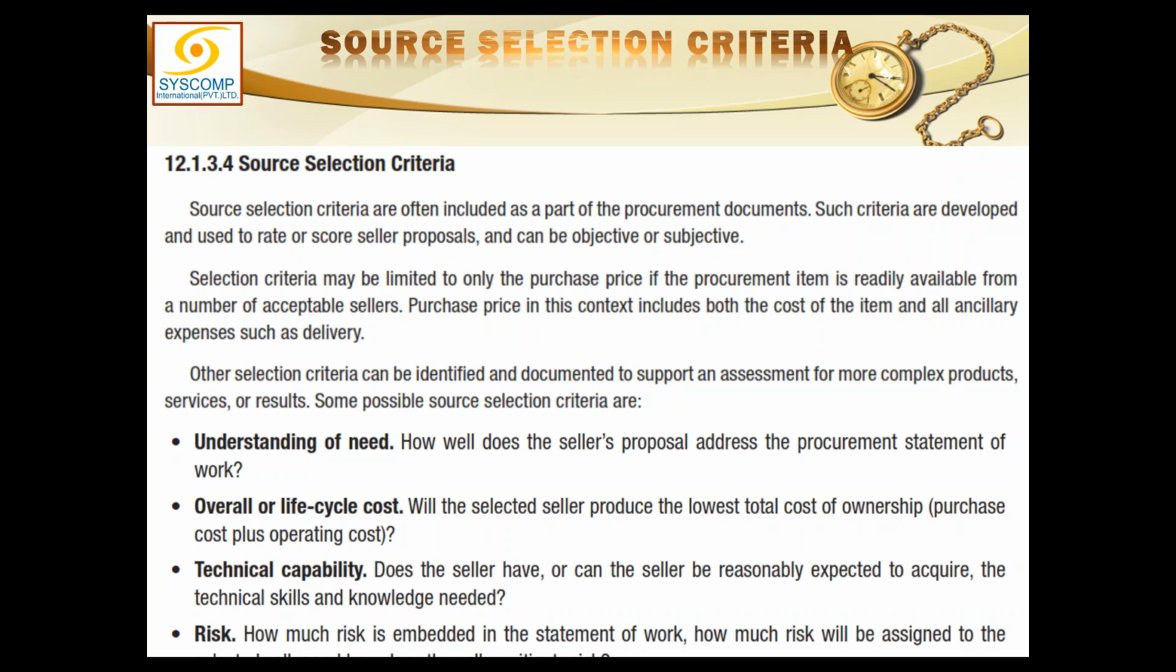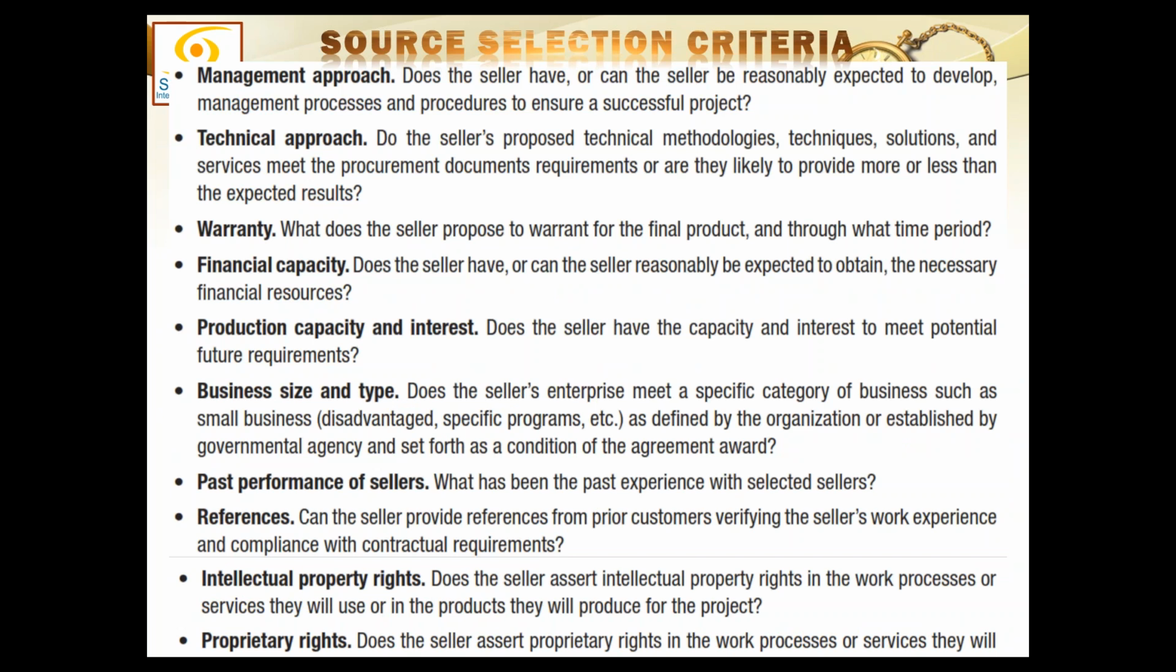Our overall life cycle cost: will the selected seller produce the lowest total cost of ownership? Technical capability: does the seller have, or can the seller reasonably be expected to acquire, the technical skills and knowledge required? Risk: how much risk is embedded in the statement of work? How much risk will be assigned to the selected seller? And how does the seller mitigate the risk? All these things have to be pointed out there.